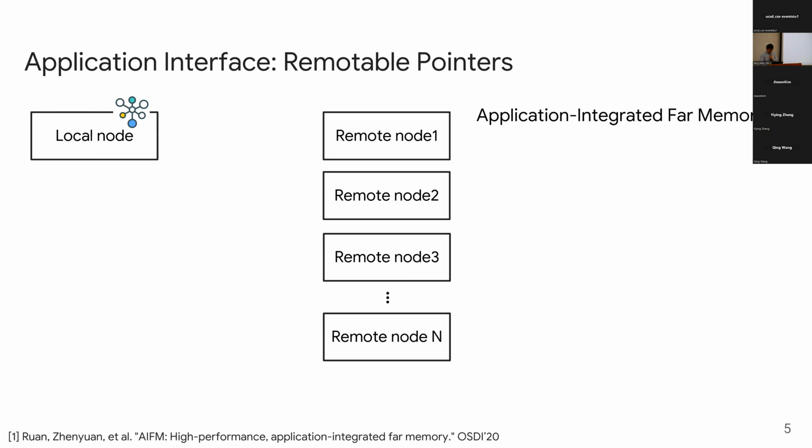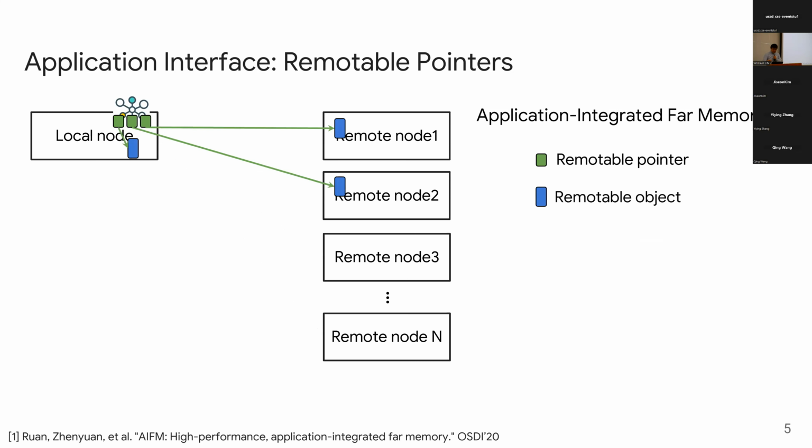So the application holds several remotable pointers, which are similar to smart pointers in C++. So these smart pointers encode some information to locate objects that either reside in local memory or remote memory. These objects are also called remotable objects. The system runtime will swap in or fetch any object that the application wants to access. In the background, it also tries to swap out or evict some cold objects to the far memory. So the general idea of far memory technique sounds cool, right?